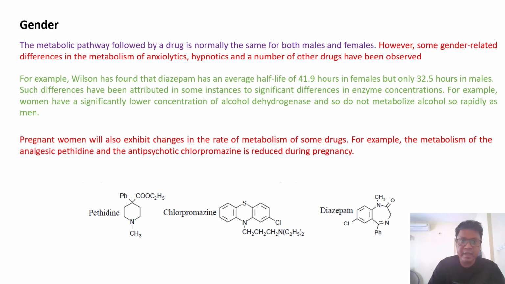For example, women have a significantly lower concentration of alcohol dehydrogenase and so do not metabolize alcohol as rapidly as men. The pregnant woman will also exhibit changes in the rate of metabolism of some drugs. For example, the metabolism of the analgesic pethidine and the antipsychotic chlormethiazole is reduced during pregnancy. So these are the structures of these drug molecules.